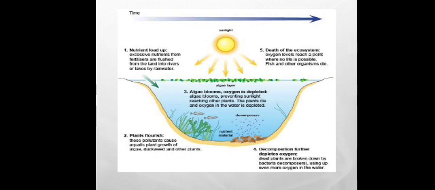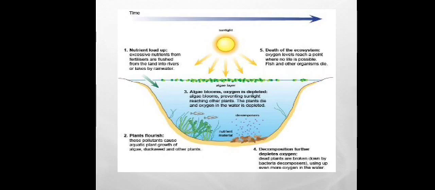Then the algae bloom, and oxygen is depleted. In the next step, algae blooms and oxygen is depleted. Algae blooms prevent sunlight from reaching other plants. The plants die and oxygen in the water is depleted.